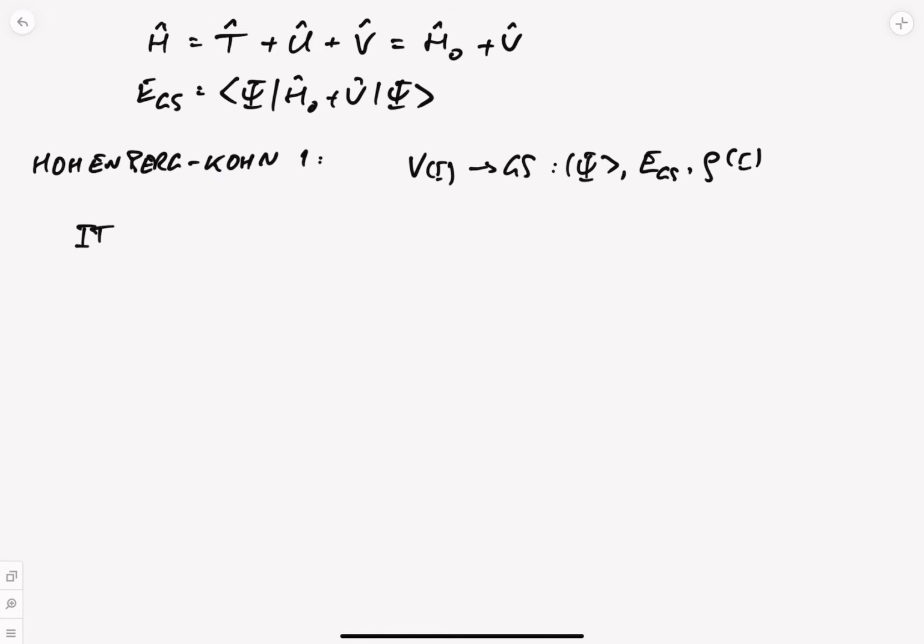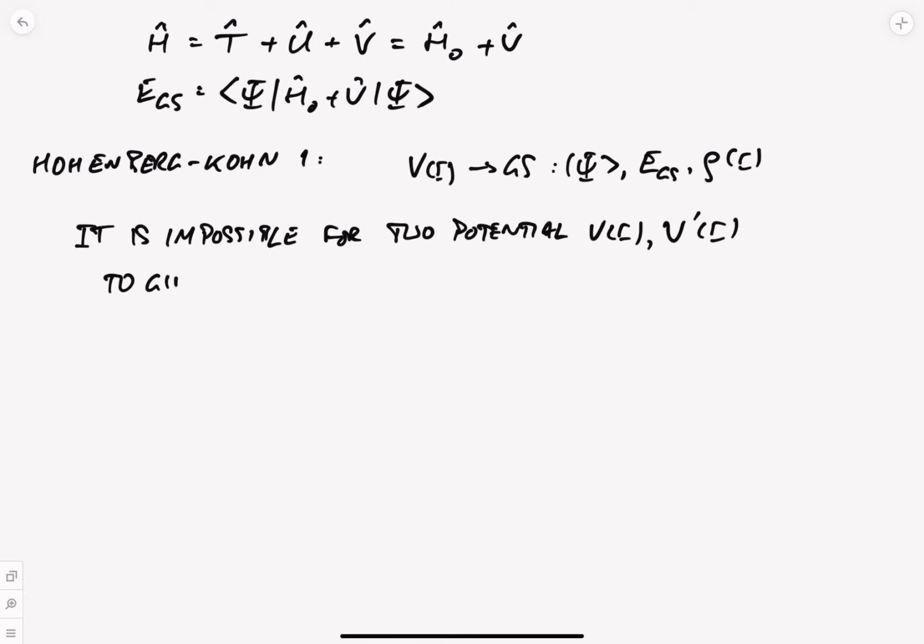It is impossible for two potentials, V of R and V prime of R, which differ by more than a constant, to give the same ground state charge density. Of course, if you just add a constant, then you're just shifting the energy zero, so that's a trivial solution.